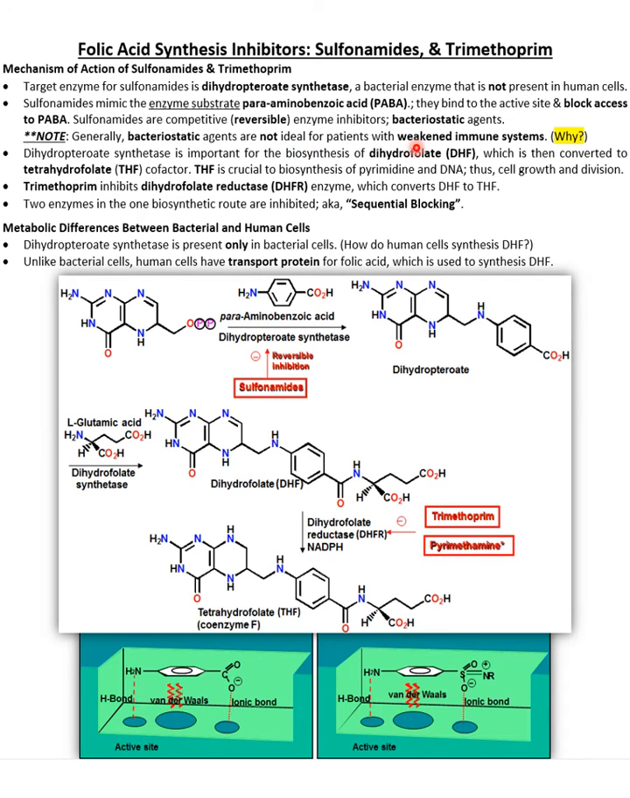So then, can you think about the previous classes, the ones we took, which ones were bacteriostatic, which ones were bactericidal, and which ones would be ideal for a weakened immune system or not? Just think about it, okay?